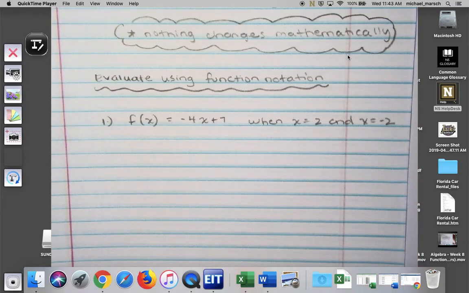So we've got this function here, f of x equals negative 4x plus 7. And we're going to say what happens when x equals 2 or x equals negative 2. Okay, so this is probably one of the biggest obstacles to overcome, like with your train of thought, is that when students see this, they want to solve something. We're not solving anything. We're just substituting and getting a new value.